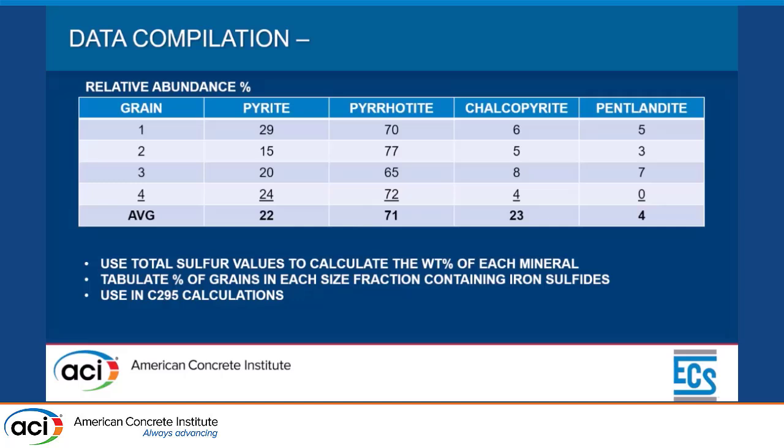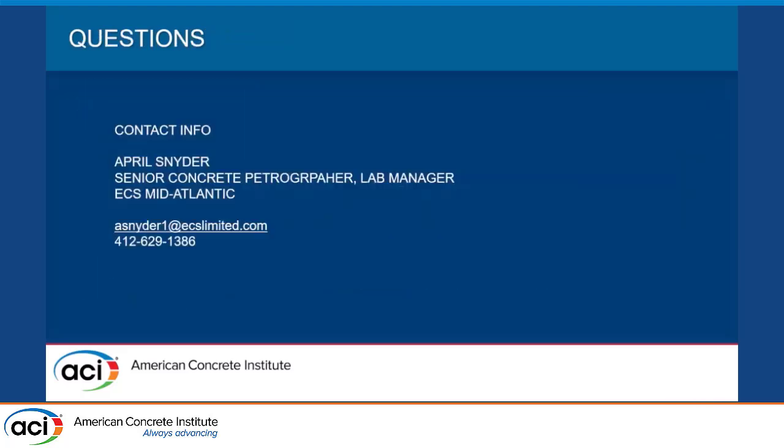You can also use this in your C295. We've done that before too, where we did a C295 and just mounted each size fraction and counted how many aggregates have iron sulfides in them. We've done it both ways, where we did our standard 295 versus this one, where we're actually cross-sectioning each mineral, and there's a big difference in the results you're going to get on how much is present. And that's it.